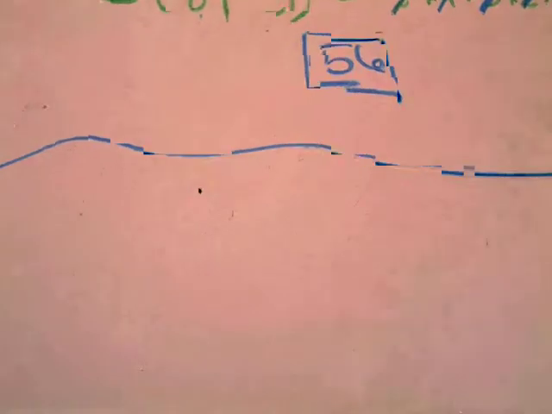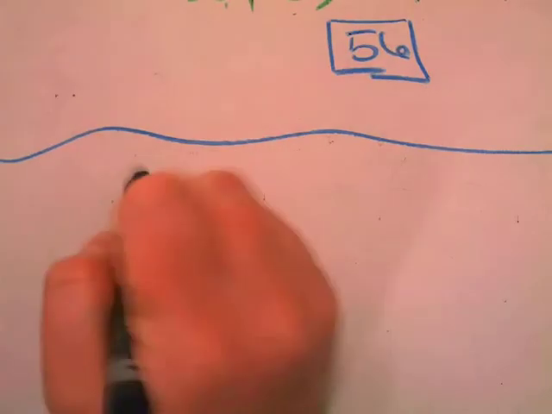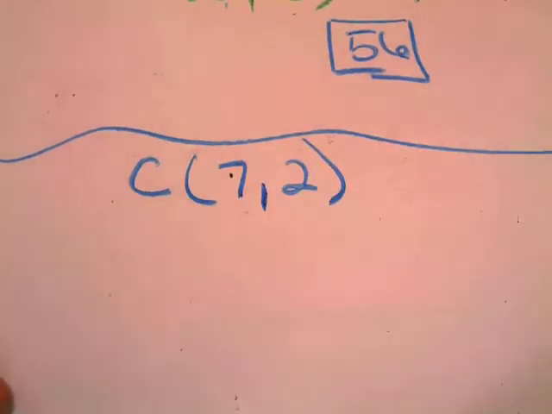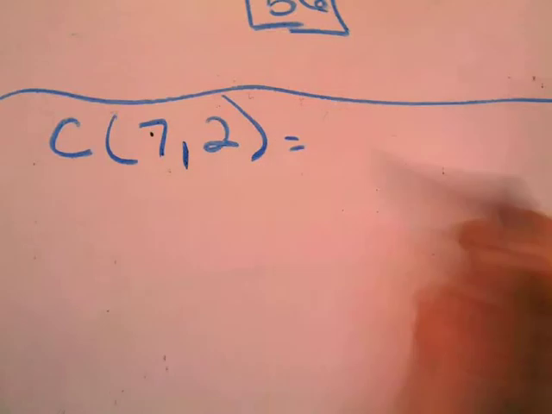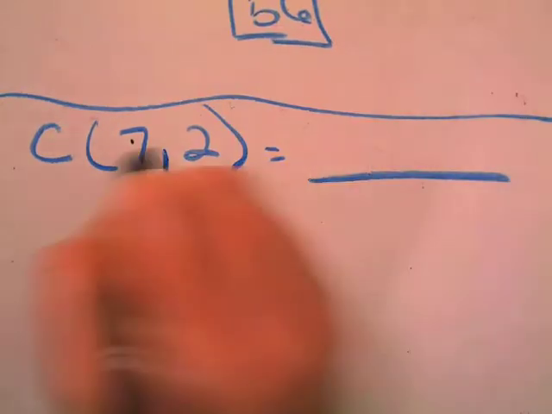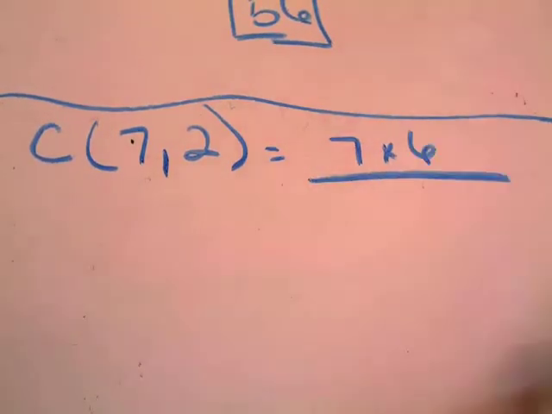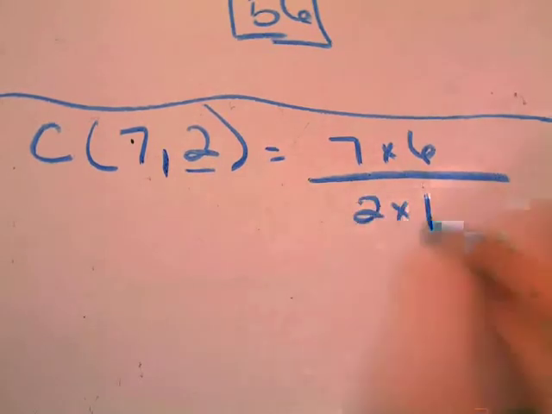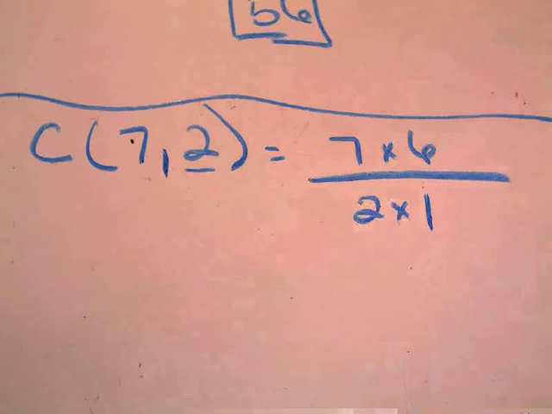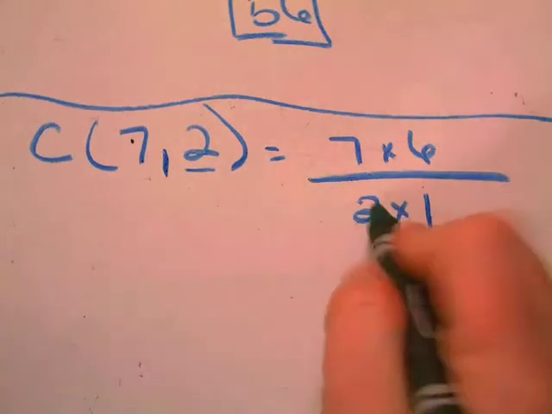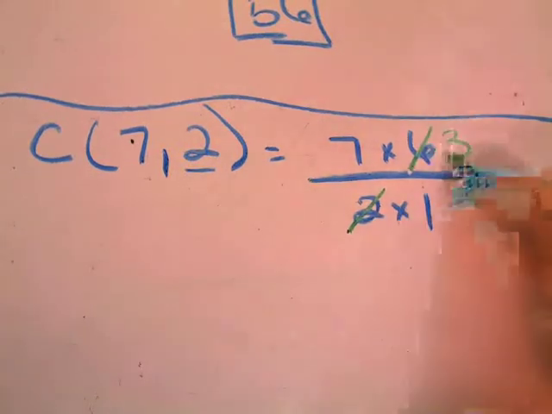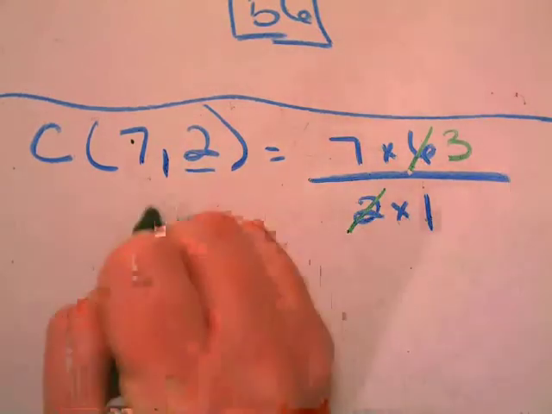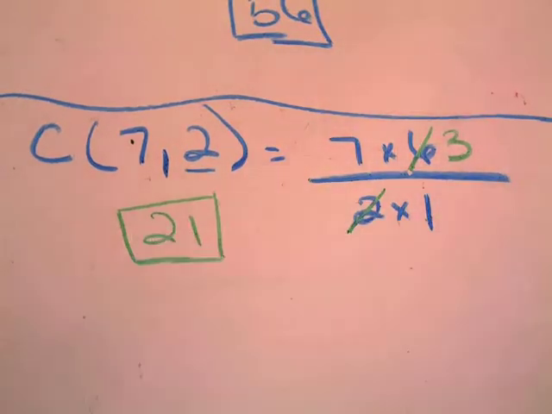Okay, let's do one more example. Let's look at the combination of 7 and 2. So we start out with the permutation. There's only 2 slots, so that's 7 times 6. And since there's 2 slots, the bottom is 2 times 1. We can do a little bit of cross canceling here. I can cancel the 2 and make the 6 into a 3. 7 times 3 is 21, all divided by 1. So my possible outcomes is 21.